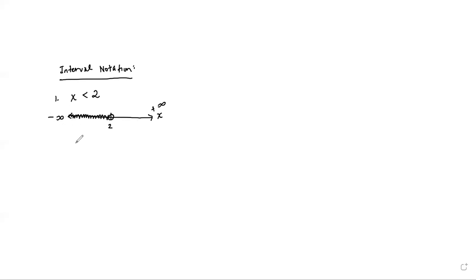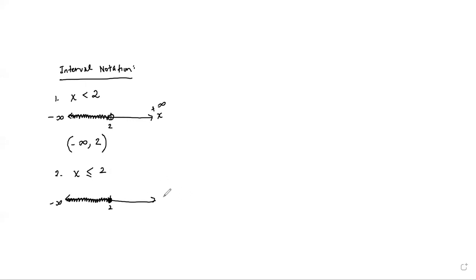So we begin with negative infinity and we end at positive 2. Now, negative infinity is always preceded by a parenthesis, and since 2 is not included, it will be followed by a parenthesis. So this is the interval notation for x is less than 2. Now, if we have x is less than or equal to 2, then graphically, x equals 2 is included, so it will be represented by a solid point, and everything on the left side of 2 is part of the solution.